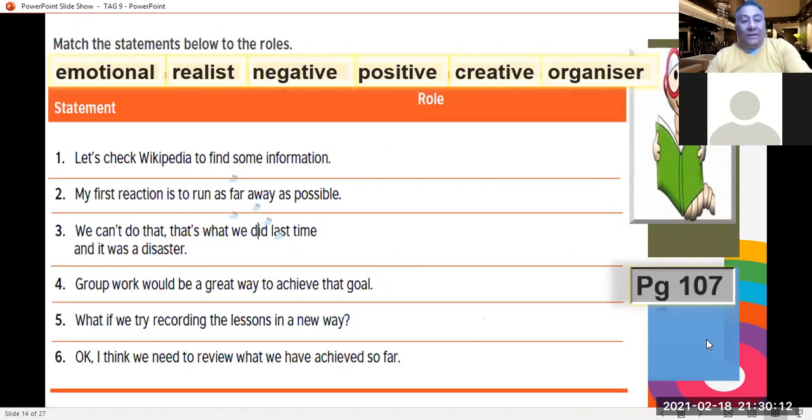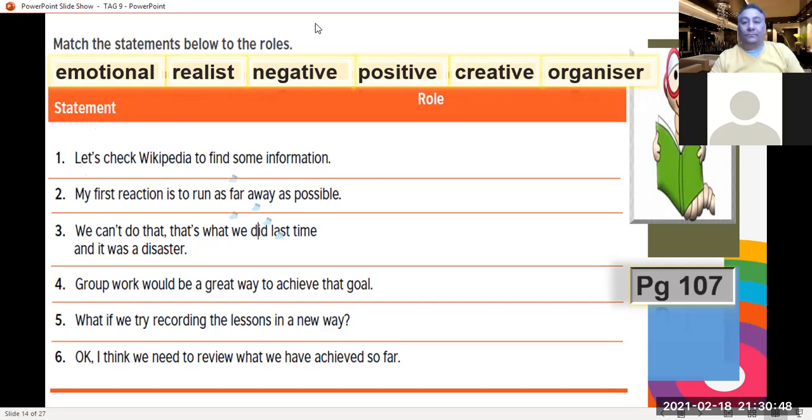Now we have a nice exercise for that. Match the statements below to the roles. We have emotional, realist, negative, positive, creative, organizer. And we have six sentences or definitions for each of these roles. You have to read the statement and then pick one of these roles. Could you read number one, Ms. Zainab, please?